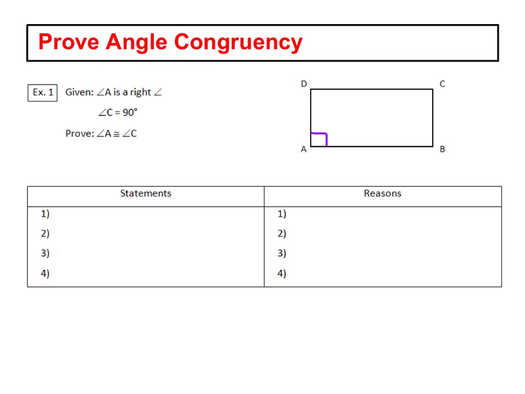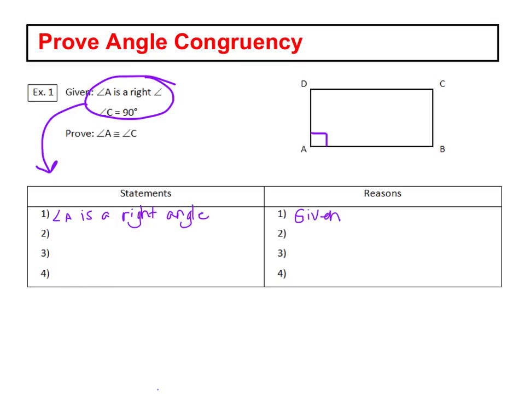So our statements, remember the givens, are going to end up over on this side. So we're going to start with that first given, that angle A is a right angle. Now the reasons is, how did we know that? How did we know that angle A was a right angle? And you say, well, because they told us it was in the given. So that's all you have to do. You have to write given.